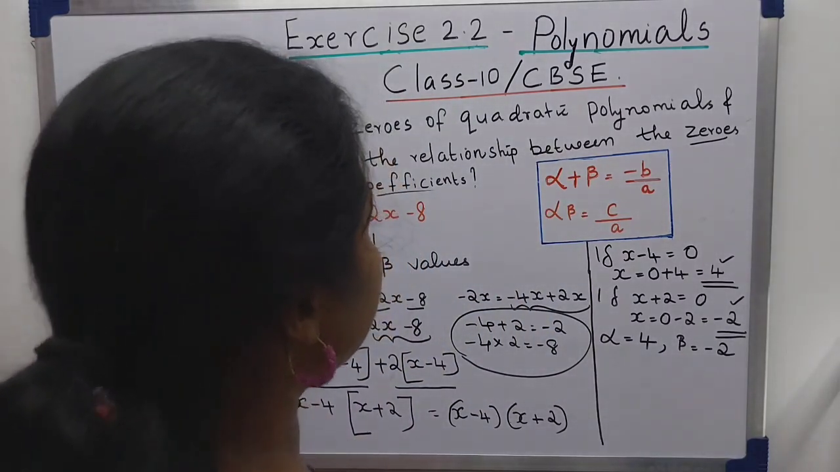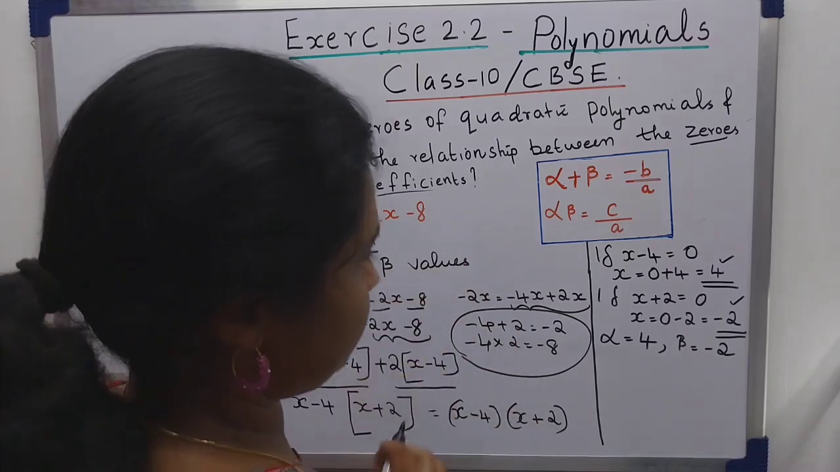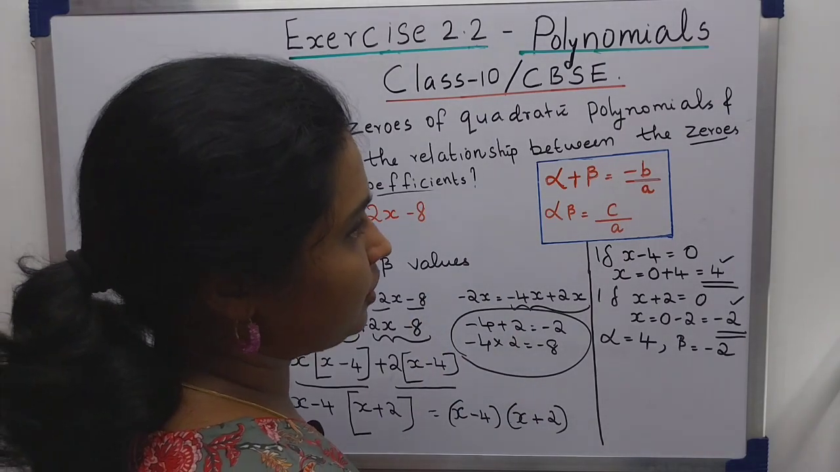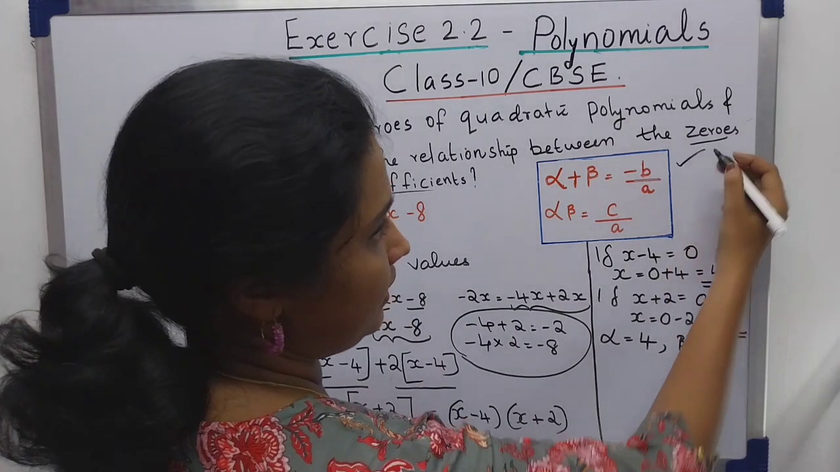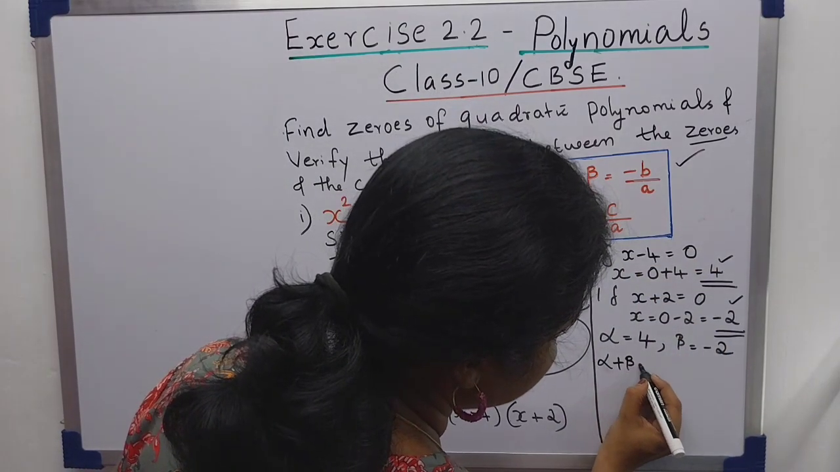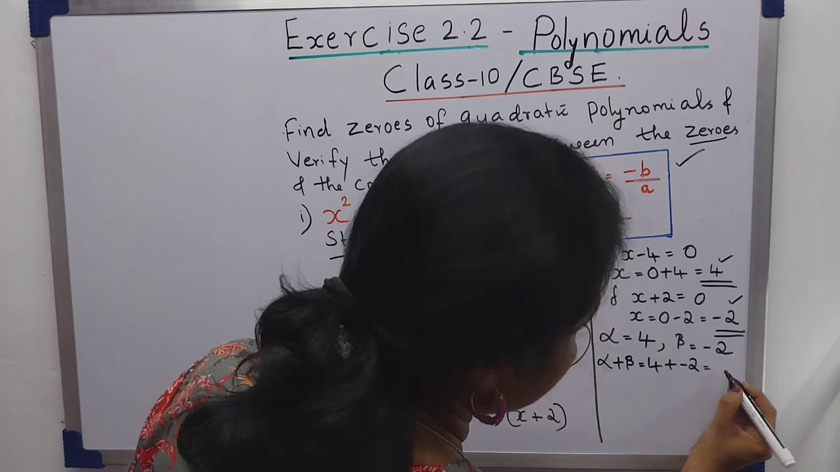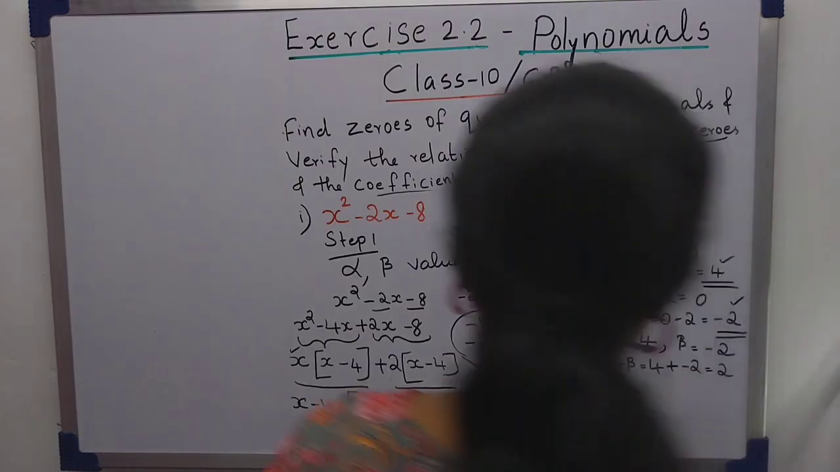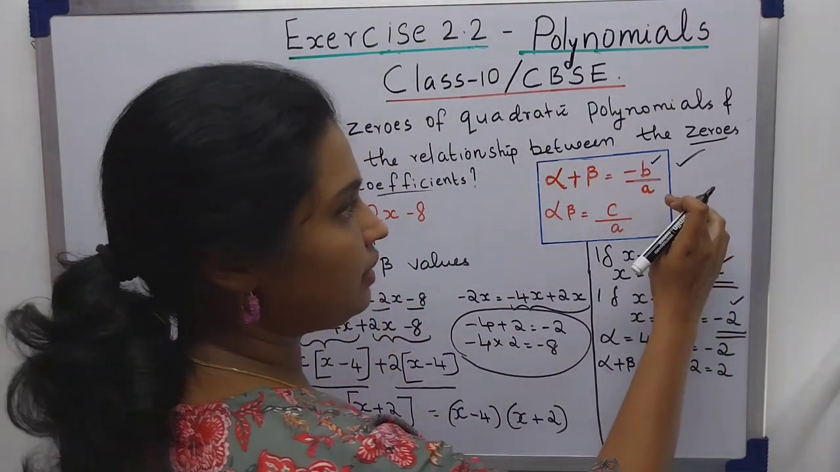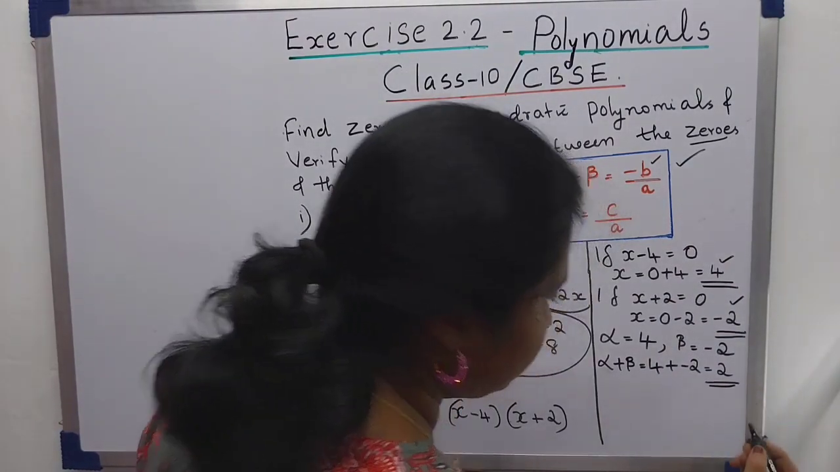We need to check the relationship between the zeros and the coefficients. For that, you can check this condition. What is alpha plus beta? Alpha plus beta is equivalent to 4 plus minus 2, which is equivalent to 2. Next, we need to find out the value of minus b by a. So, alpha plus beta is equivalent to 2.